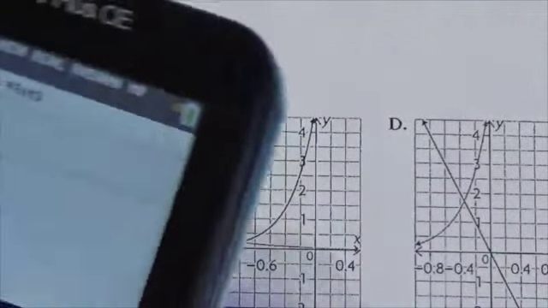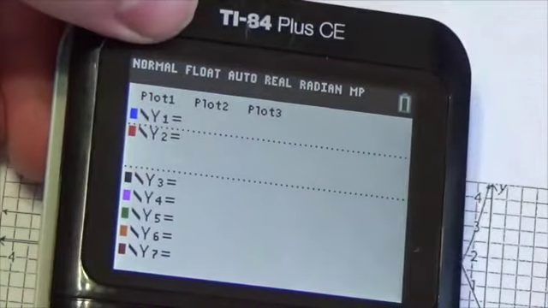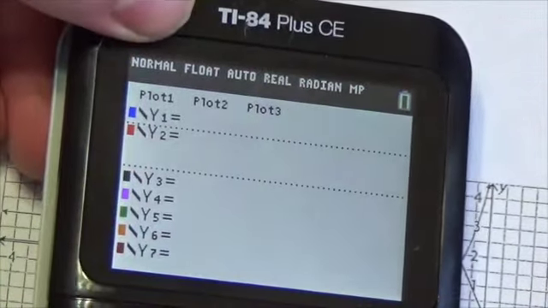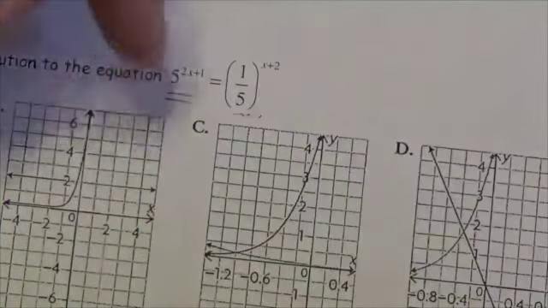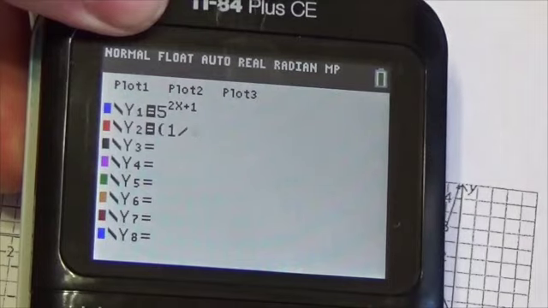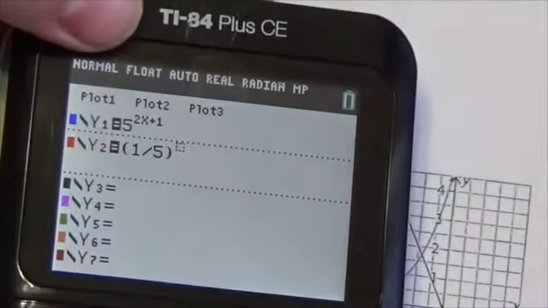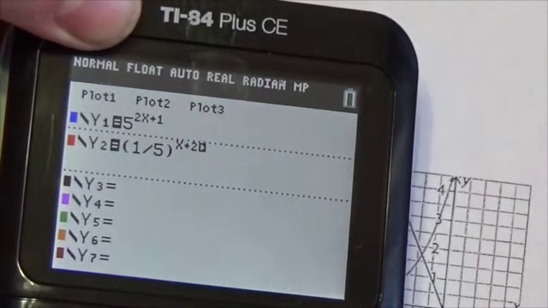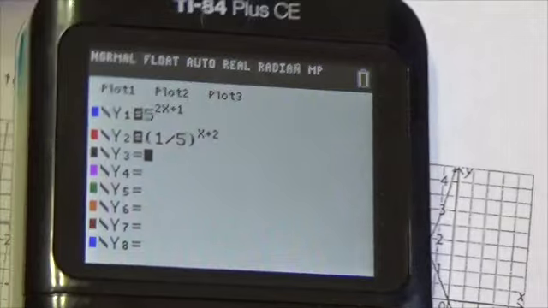So here we go. Let's go to our y equals. And I'll enter this as 5 to the exponent, 2x plus 1. And our next one there was 1/5 to the x plus 2. Now I've got to make sure I put that 1/5 in parentheses there, because I've got to make sure that the calculator understands that I mean the entire fraction, 1/5.